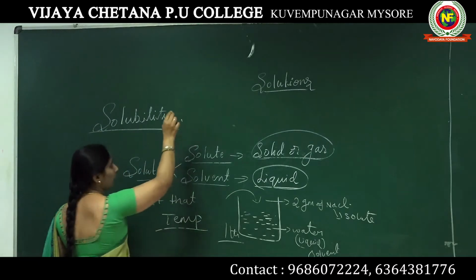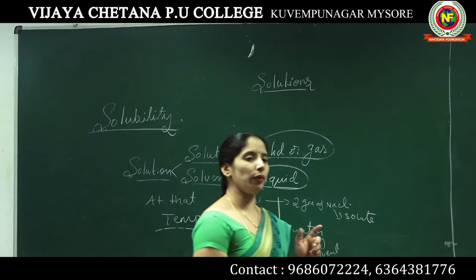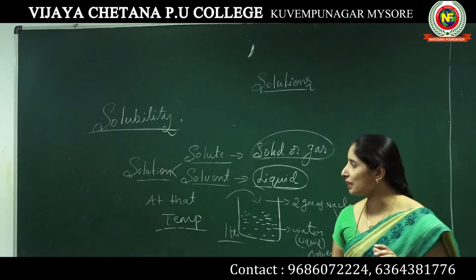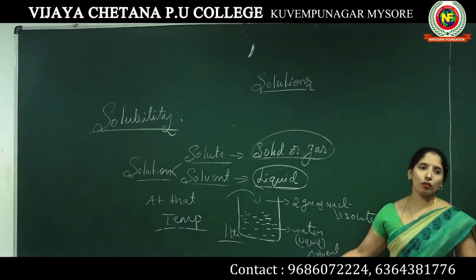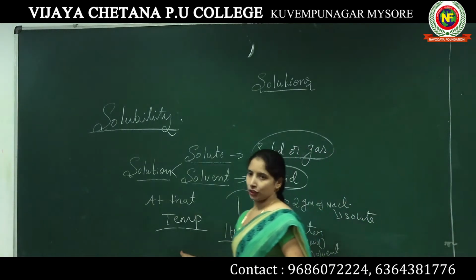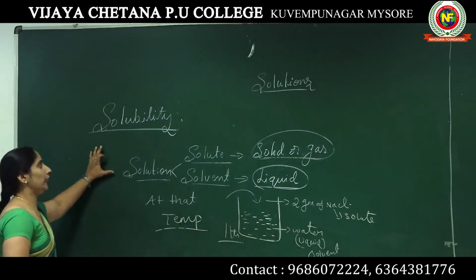So, very important, we call it solubility. What is solubility? Solubility is nothing but the maximum amount of a solute that dissolves in a specified amount of a solvent at that temperature. It is known as solubility.